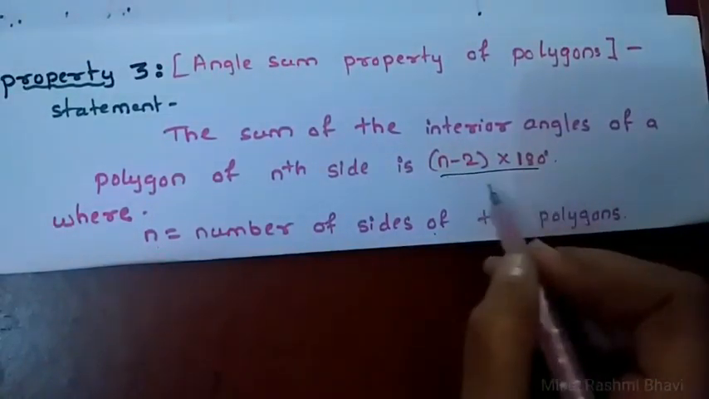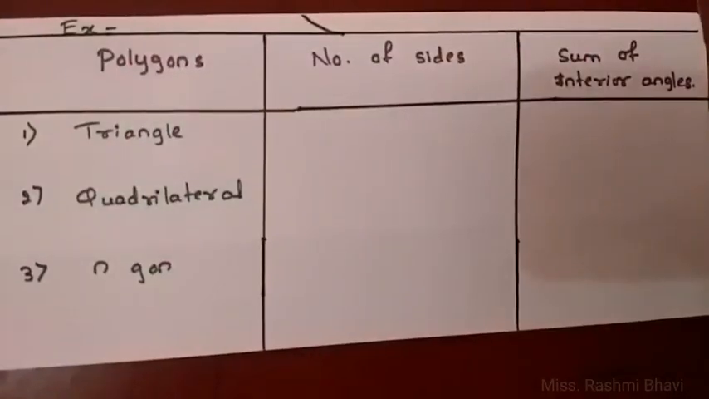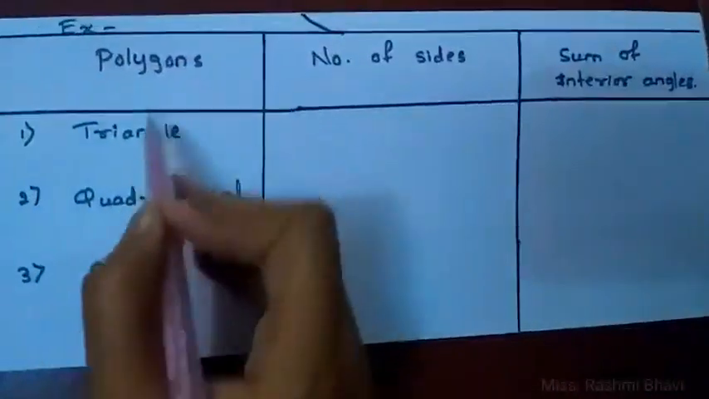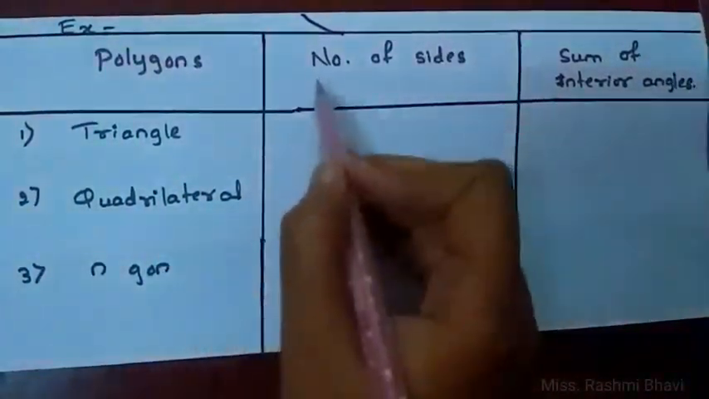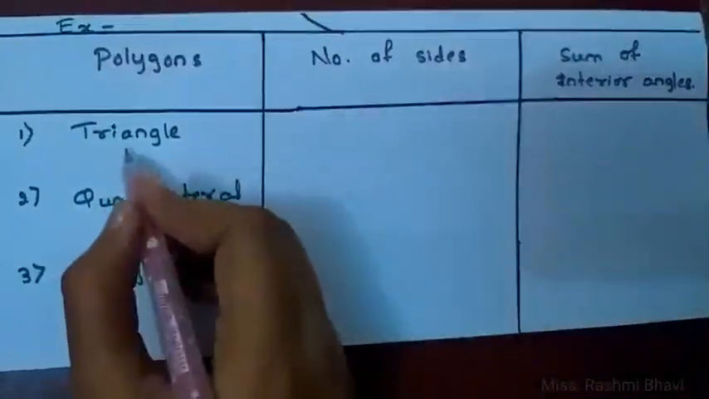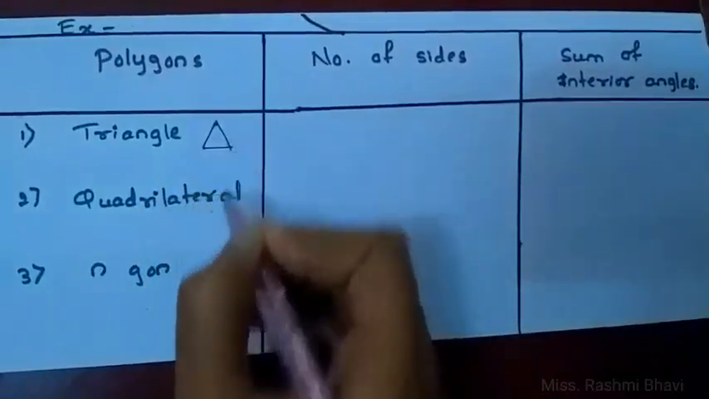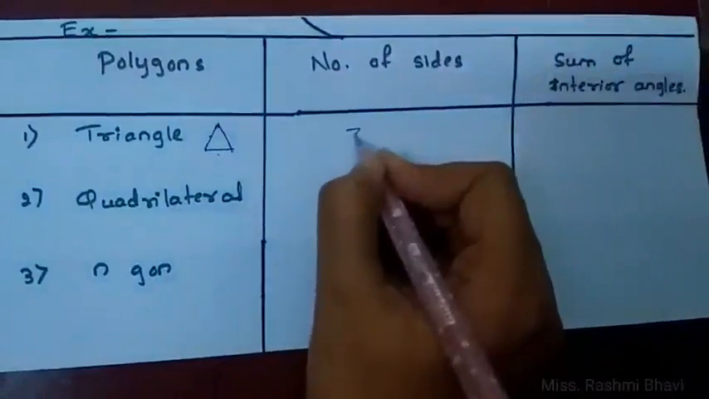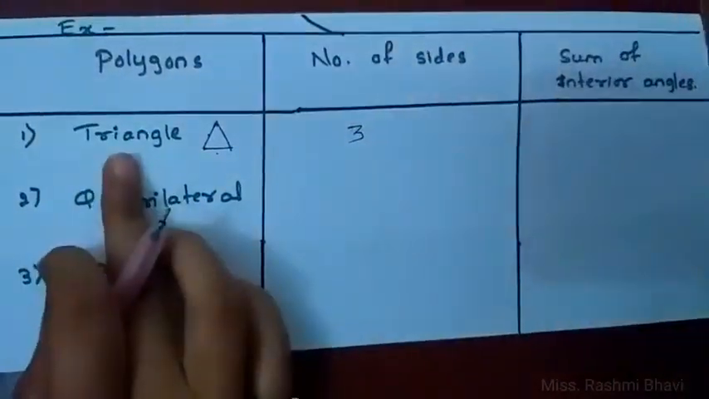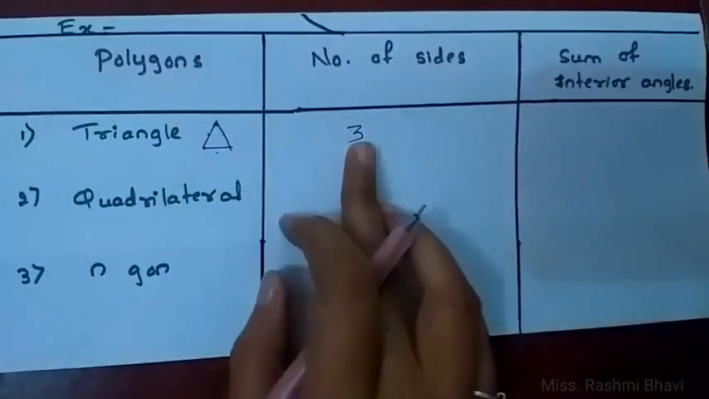For example, I will show you here. So these are the polygons names, examples of polygons names: triangle, quadrilateral, n-gon. Number of sides. In triangle, how many sides are there? I will draw here triangle. Yes, it is a triangle. In triangle, how many sides are there? 1, 2, 3. Number of sides are 3. So sum of interior angles.